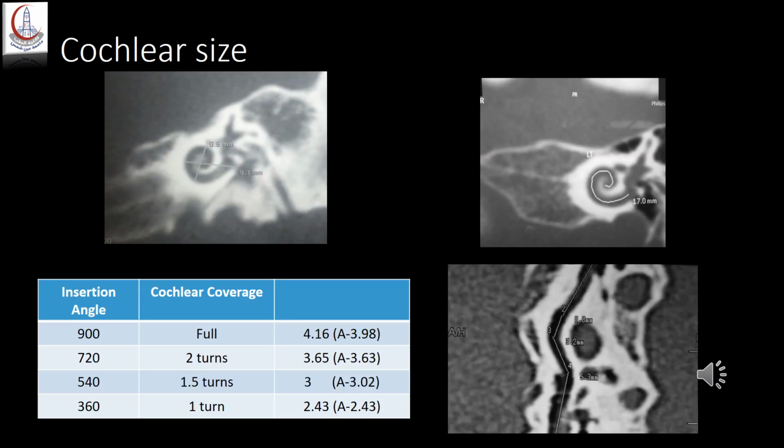As you can see on this slide, the software of the CT scan can give us the true length of the cochlear duct. It can even straighten it up and measure the whole length of the cochlear duct. And you know that depending on the length of the cochlear duct, you can determine the insertion angle and determine the length of each cochlea to choose which electrode is best for this patient.